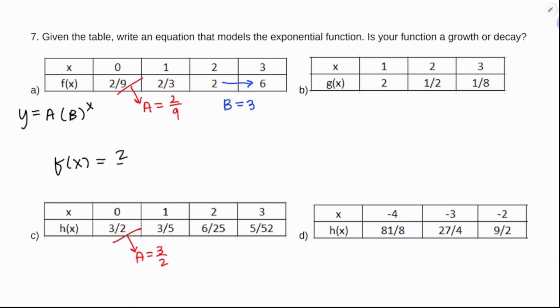a times b to the x. We can write it like that, right? Because of PEMDAS, you have to do the exponent before the multiplication by 2 nines.